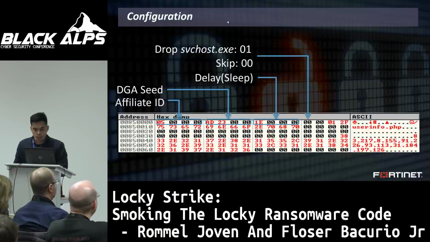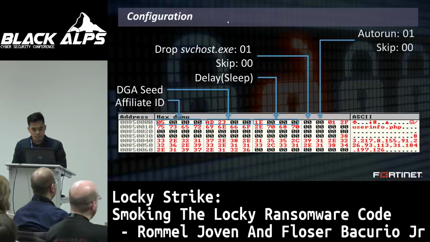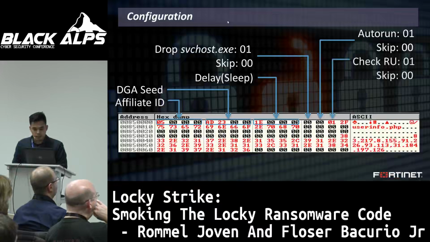So if it's 1, it will drop and run as SBCOs, and if it's 0, it will just run as normal. Next is auto run. This is for persistence, like adding the startup registry, so Locky runs at every startup. Next is check Russian config.